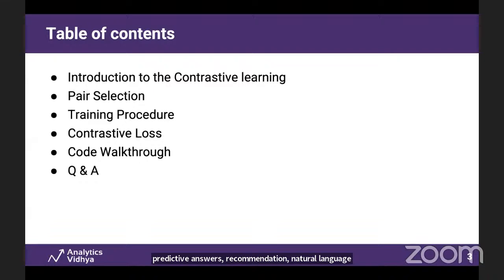Coming to the table of contents, in this session we're going to see a brief about the contrastive learning concept, and we will see the training procedure involved in that. I'll also introduce a new loss called contrastive loss, because so far we have seen cross entropy loss for classification. This is followed by a code walkthrough, and at the end of the session, we can have a Q&A as well.